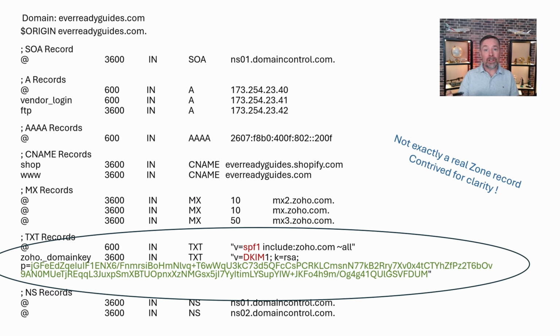Remember our zone transfer records. This is what I get when I do a zone transfer, something like this. These are called the zone records. And under the text section, we have the SPF and we have the DKIM public key details that I, the owner of this domain, for instance, everreadyguides.com, I've gone to my registrar and entered that detail into my DNS records.